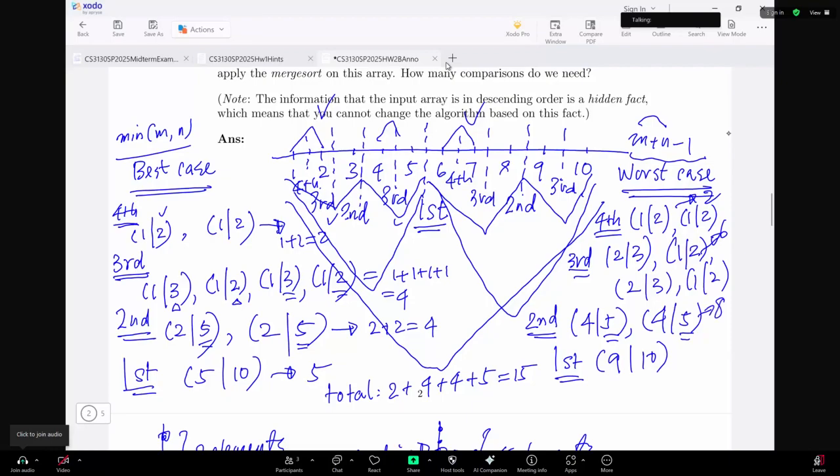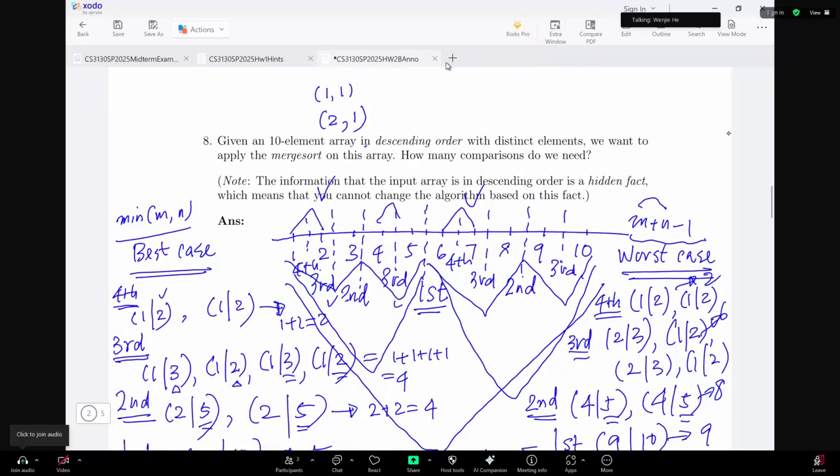This 9. Okay? So the total for the worst case, 2 plus 6 plus 8 plus 9, 8, 8, 16, 25. Worst case, 25. Best case, 15. Okay? Then, this descending order, somewhere between, okay? Best case, worst case, I don't know, okay?